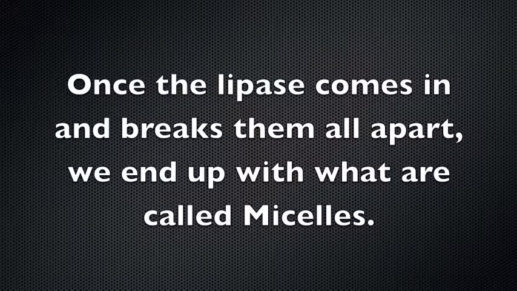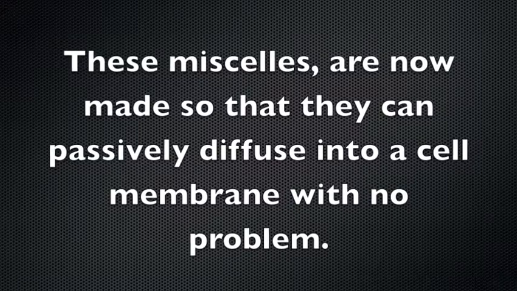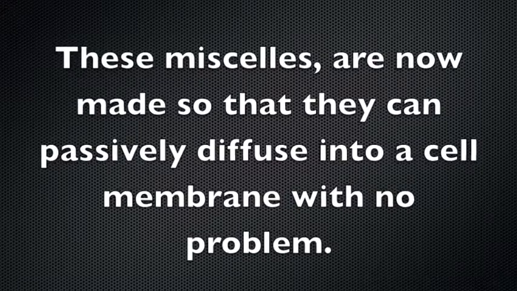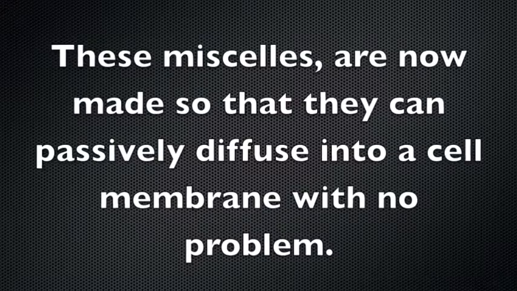Once the lipase comes in and breaks them all apart, we end up with what are now called micelles. These micelles, which contain the monoglyceride and 2 fatty acids, are made now so that they can possibly diffuse into a cell membrane with no problem.